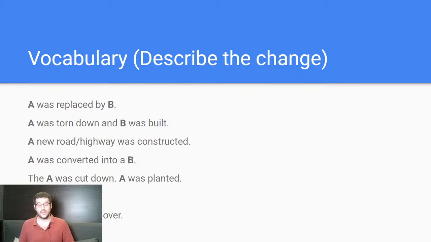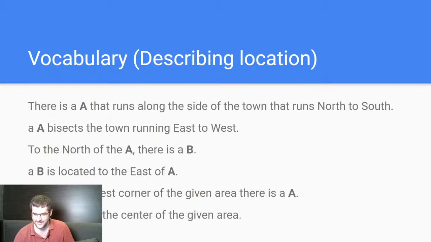Finally, A was renovated. This is similar to converted. The building is still the same kind of building, but the inside is different. So my house was renovated. It's still a house, but the inside is better, usually better. The school was renovated. Finally, A was paved over. Do you know what kind of vocabulary you should use here? Any area of land where you can put a parking lot. I think there's a song about that. Okay. All right. Continuing on.